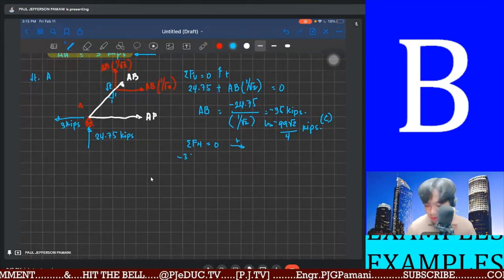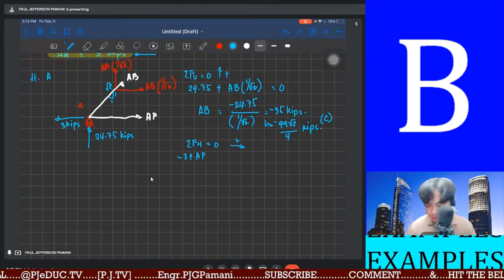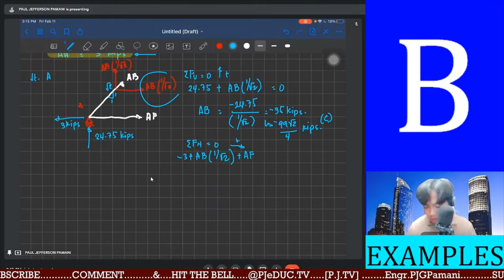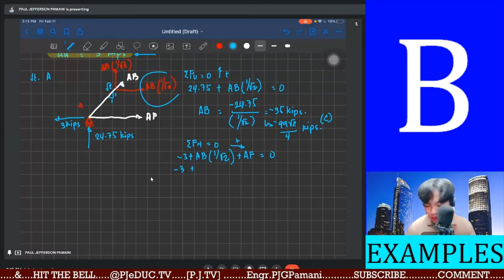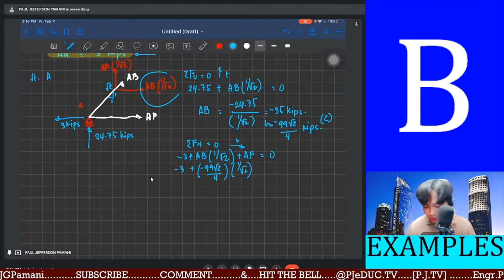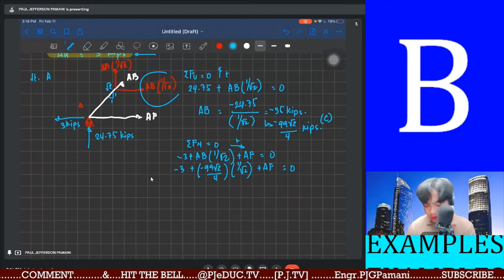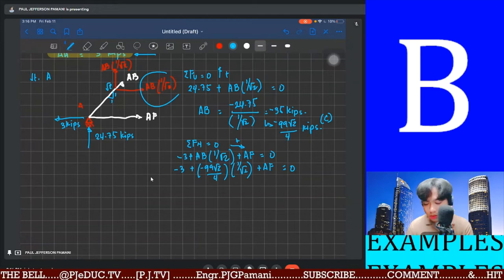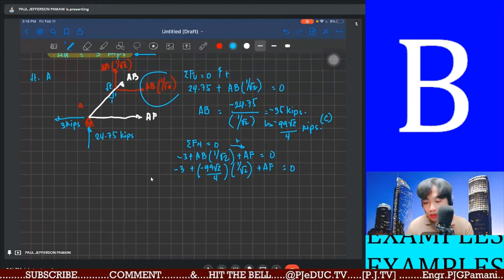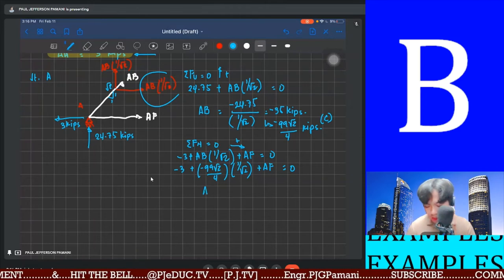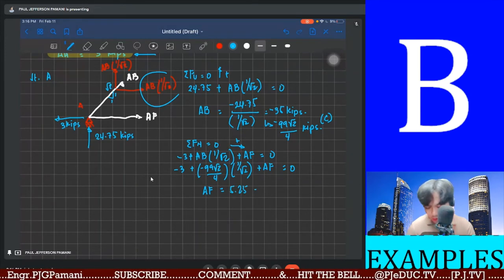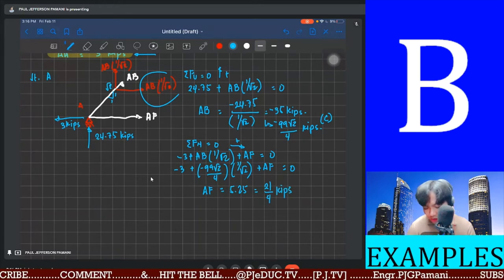Then, positive, yung horizontal component of AB, 1 over square root of 2. Then, the unknown member AF, positive, equal to 0. Substituting all known values, AB was identified to be negative 99 square root of 2 over 4 times 1 over square root of 2, plus AF equal to 0. Negative 3 plus negative 99 square root of 2 over 4 times 1 over square root of 2. That is negative 5.25, or AF is equal to positive 5.25, or 21 over 4 kips, which is in tension.